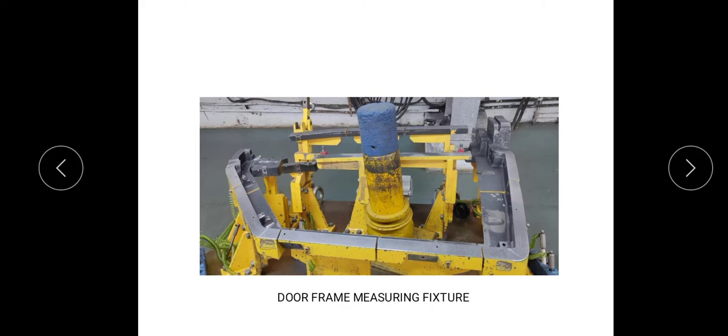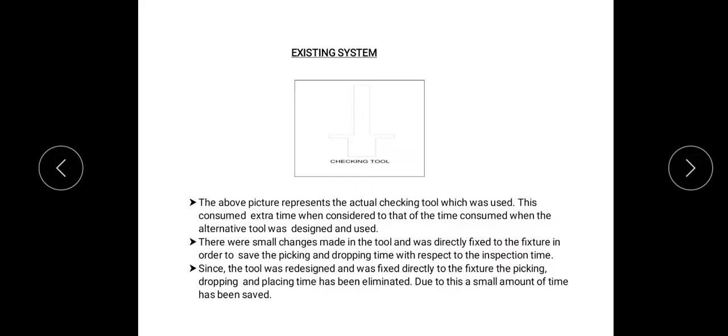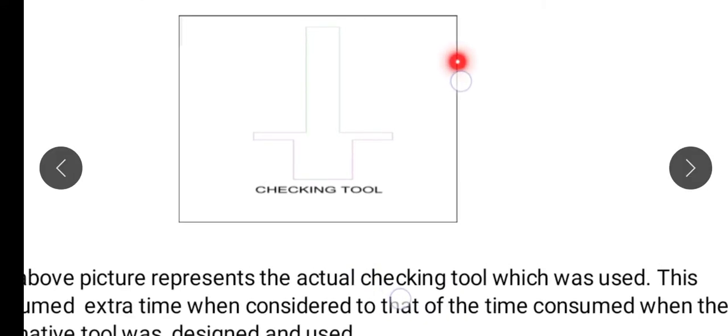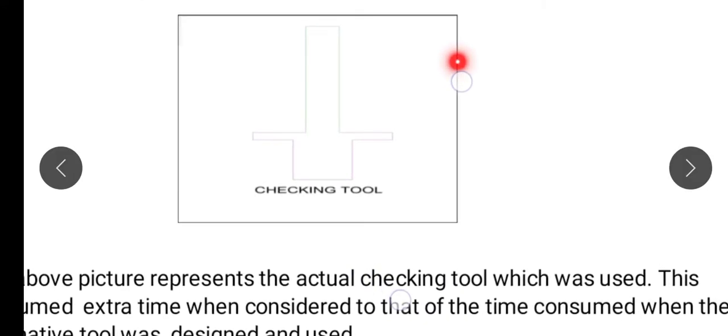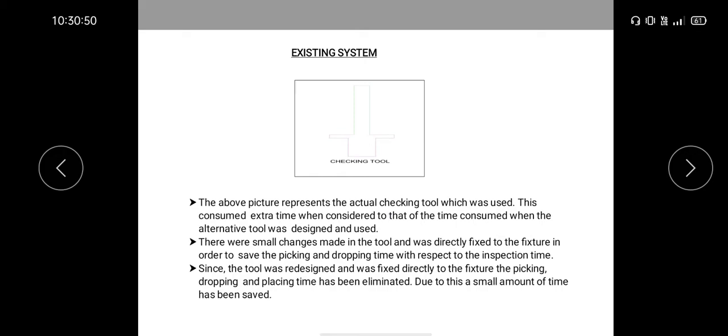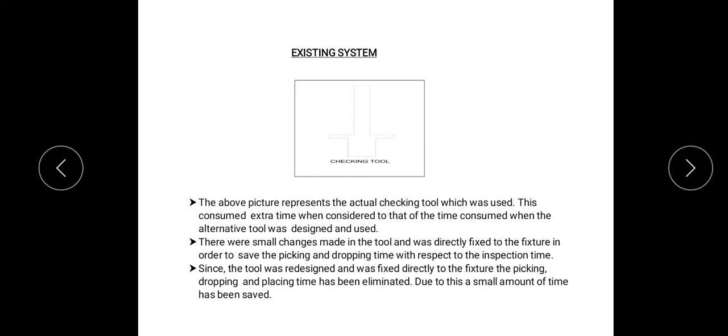And this is the fixture which is used to inspect the door frame at the final inspection stage. This is the existing tool system. This is the tool which was being used. This is not the tool itself, this is the graphical representation of the tool which was being used in the industry. This consumed extra time compared to the time consumed when the alternative tool was designed and used.